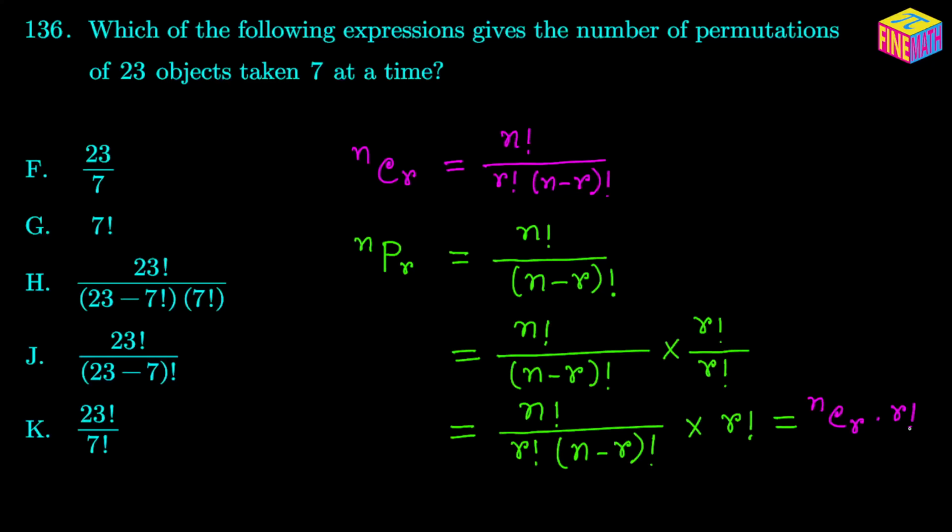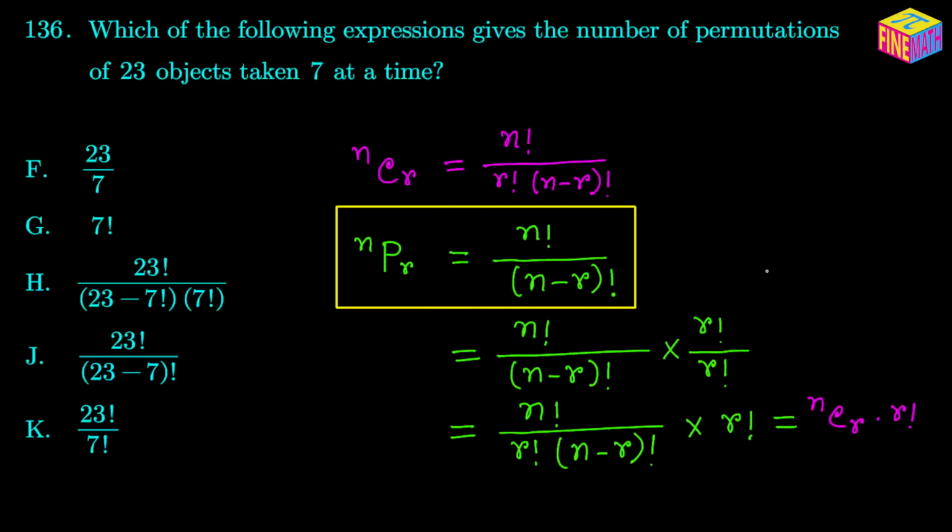So for our question, what can we do then? Well, in our question, we have been asked to find the value of nPr, where n is 23 because we have been told that there are 23 objects, and 7 objects are taken at a time. So here R would be 7 and n would be 23, and here we are talking about permutation. So essentially, we have to use this formula.